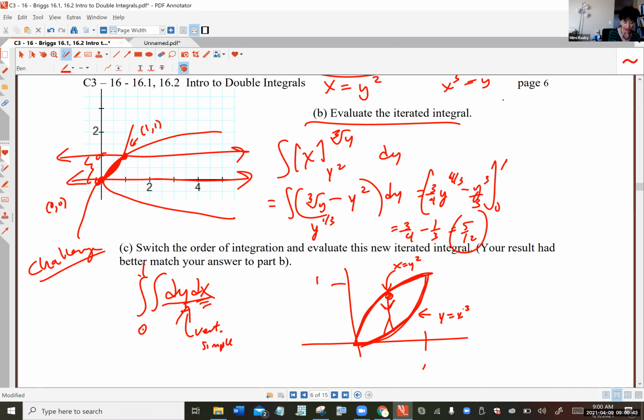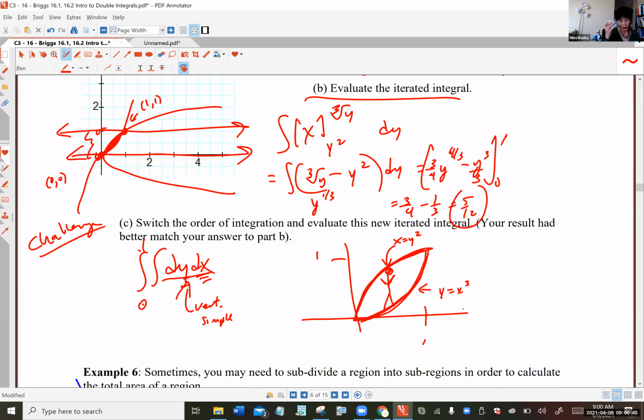Now, this upper limit was part of the x equals y squared graph, and the lower limit was the y equals x cubed graph. Remember one of the rules for iterating your integral: you cannot have your limits match the variable of integration. So the lower limit here is legal. You want to put x cubed there. That's good.